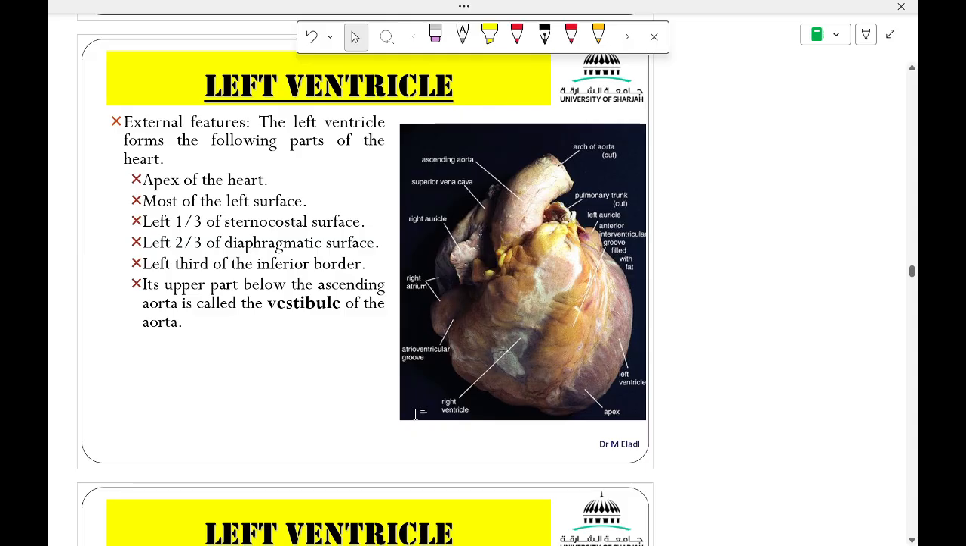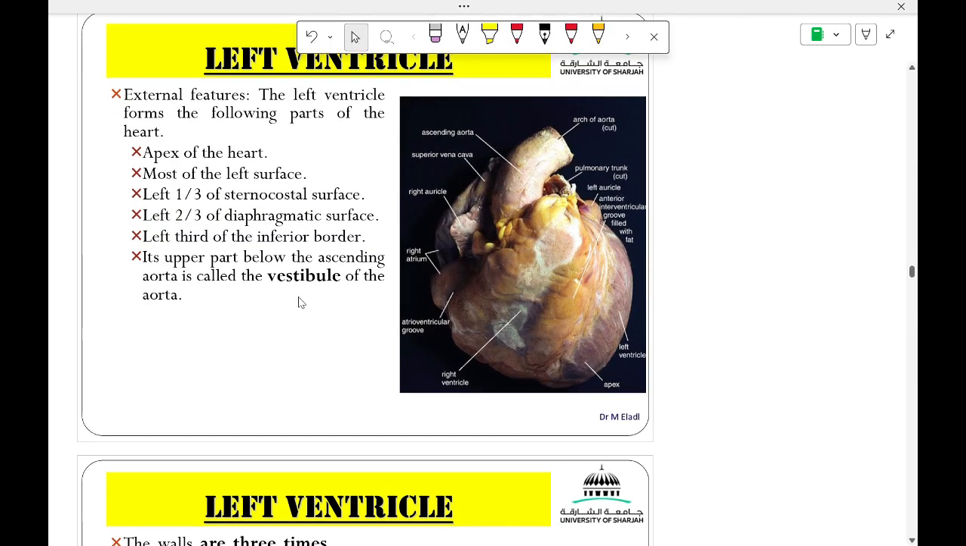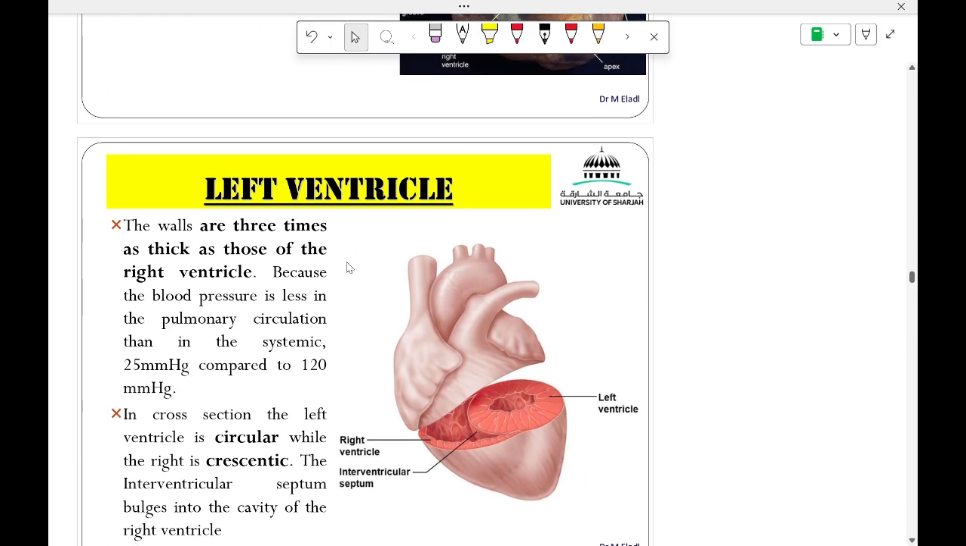Now, moving on to the left ventricle. The left ventricle, I did already mention all of these contributions by the left ventricle, left 1/3 of sternocostal surface, left 2/3 of diaphragmatic, etc. But again, you have to know the smooth outflowing part, which is going to be the vestibule. It is just the equivalent of the infundibulum, but in this case, in the left ventricle. And it's going to lead into the ascending aorta, arc of aorta, and of course, the branches of the aorta.